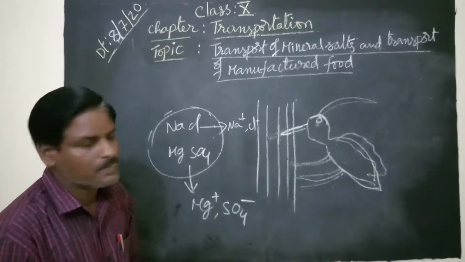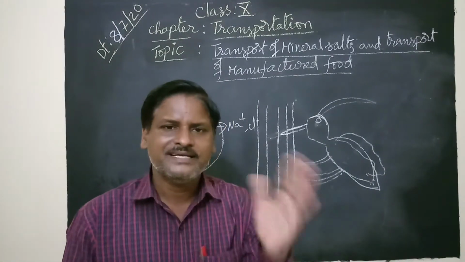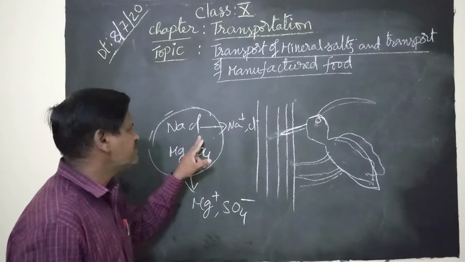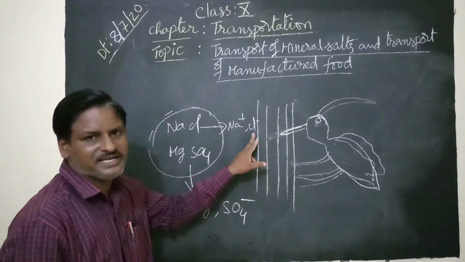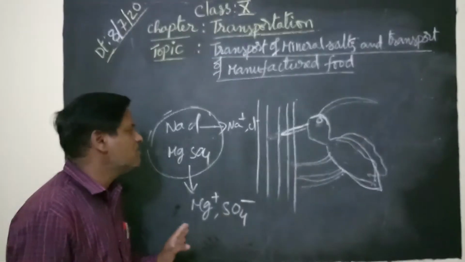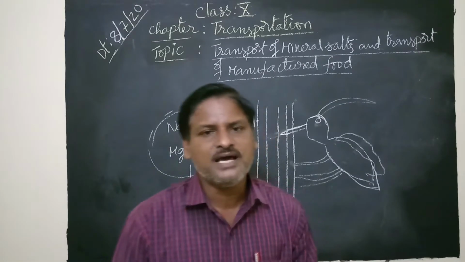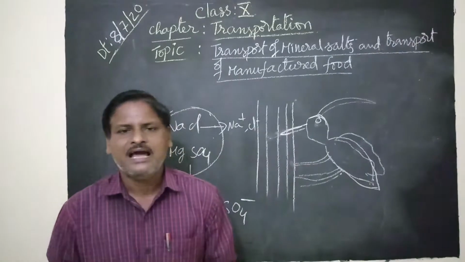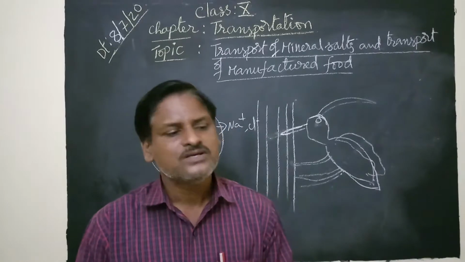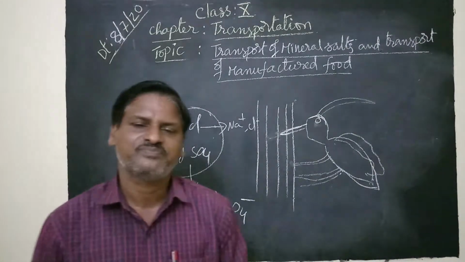Once again I am repeating: the salts present in the soil, when they dissolve in water, change into ions. For example, NaCl changes into Na+ and Cl- ions, and magnesium sulfate changes into Mg2+ and SO4 2- ions. These ions are transported through the water in the xylem vessels to the top of the plant or to the growing regions, and they are helpful for the growth of the plant parts, children. So this is the transportation of mineral salts in the plants.